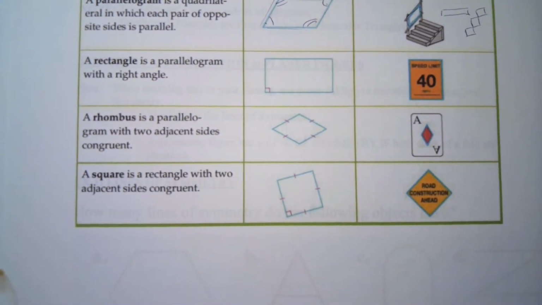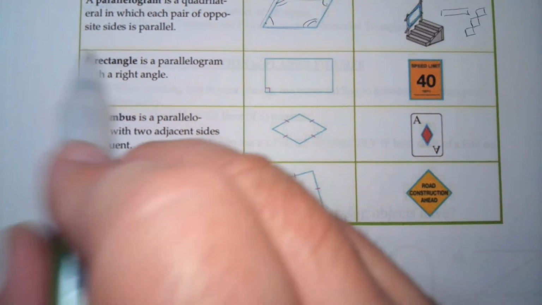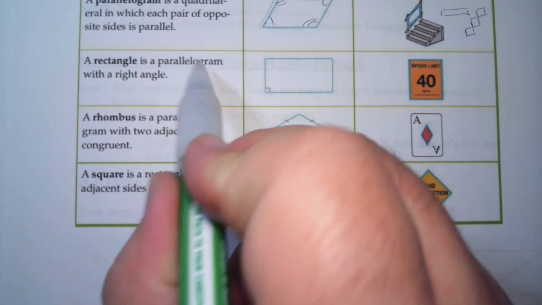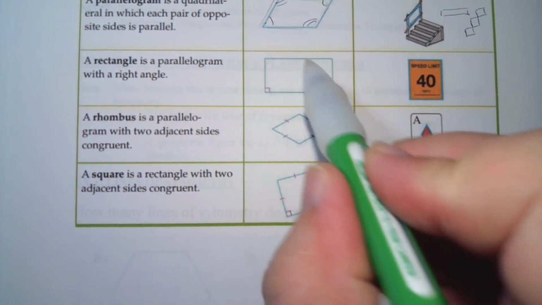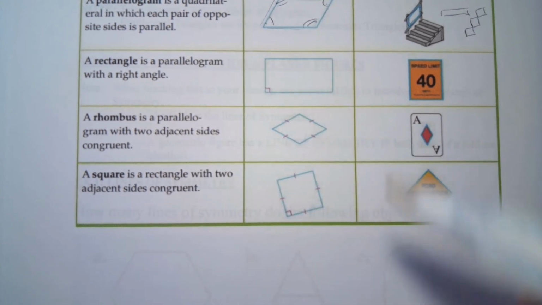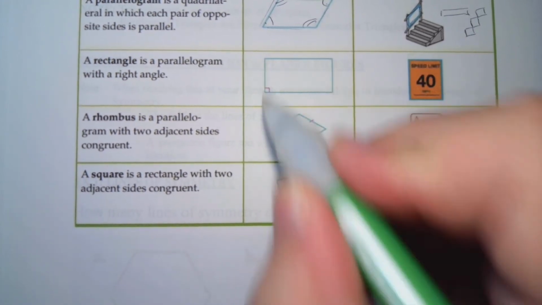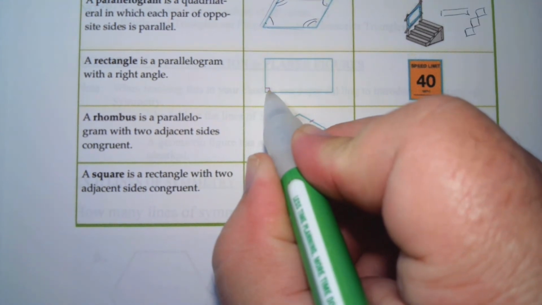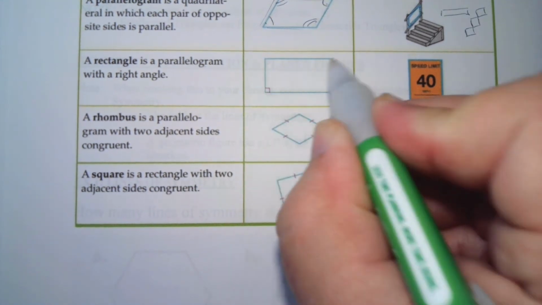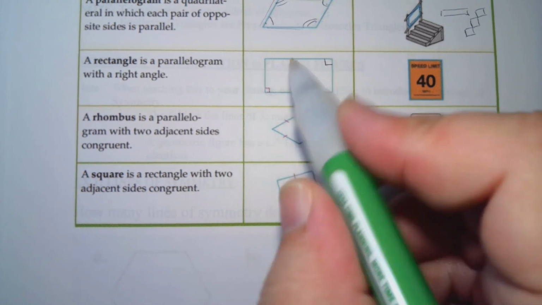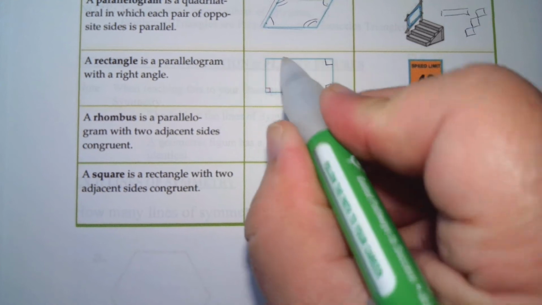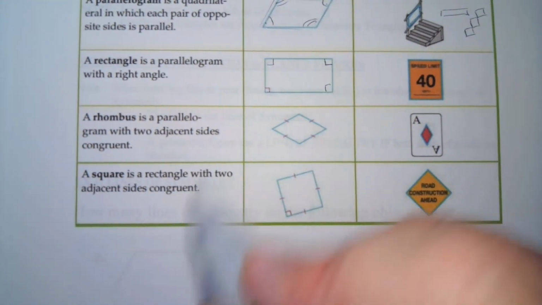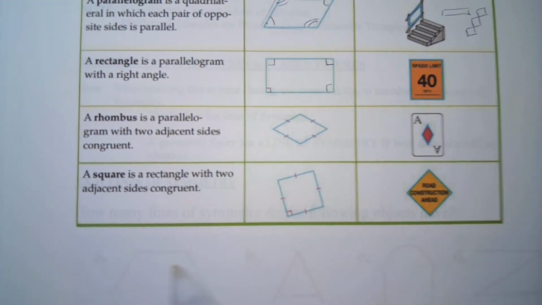A rectangle is a parallelogram with a right angle. A rectangle is a parallelogram. Remember, a parallelogram has two pairs of parallel sides. So the top and bottom are parallel, the sides are parallel. And if one angle is a right angle, you always have to have the opposite side. Since those two are 90 degrees, the remaining angles have to be 90 degrees as well. So it has four 90-degree angles.